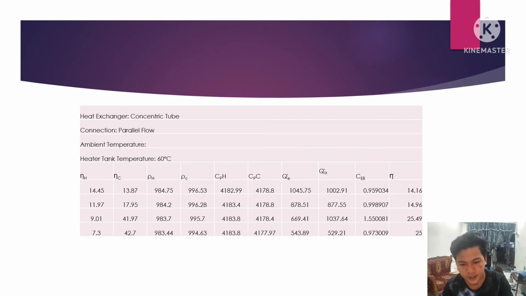543.89. QA is 529.19. CEB is 0.973009. Lastly, N for the fourth test is 25. That's all for me. Thank you.